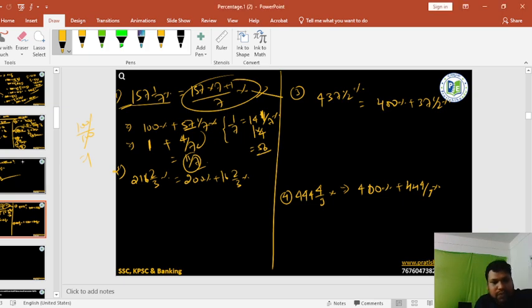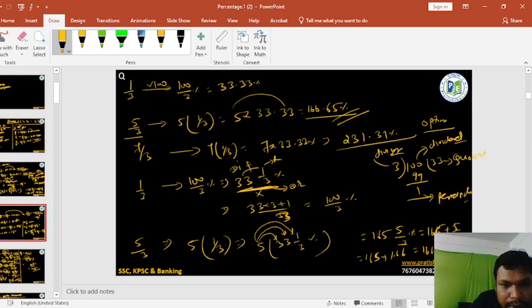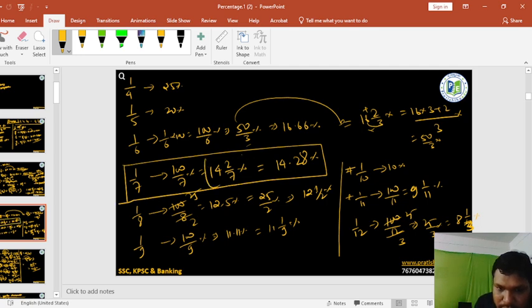1 by 7. Actually, you see that 1 by 7. I will show you here. I have converted 1 by 7 into a mixed fraction and decimal. This is called a mixed fraction. And this is called a decimal.